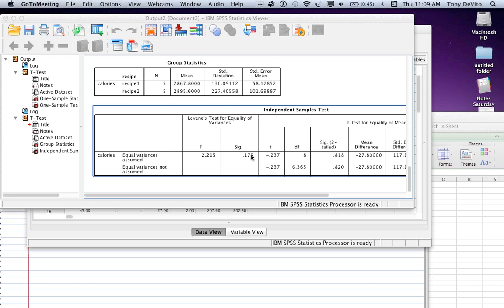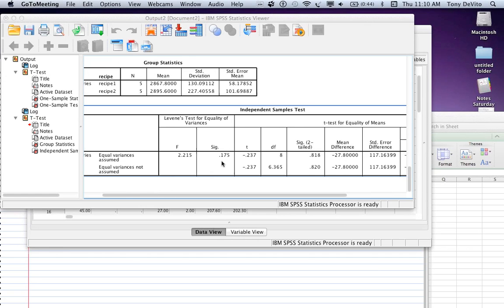Since this is larger than 5%, we have a bigger chance of being wrong if we reject the null hypothesis. We fail to reject the null hypothesis. We just stay with the assumption that the variances are equal. So in this case, we're going to use the top line. Had this significance been less than 0.05, we would have said that's a justification to reject the null hypothesis and use the alternative hypothesis. Okay, so we're going to stick with the top line in this particular case.